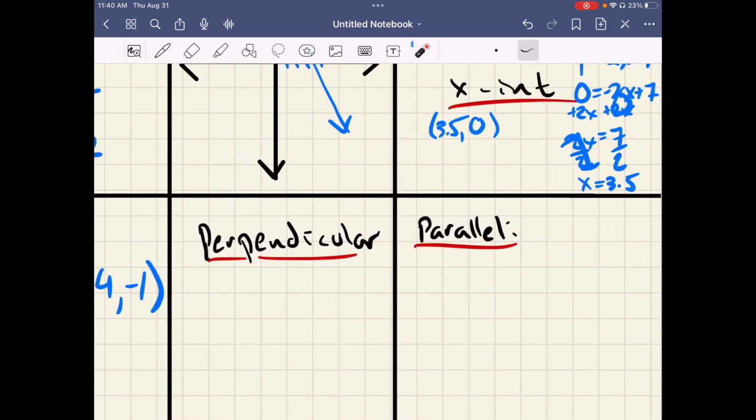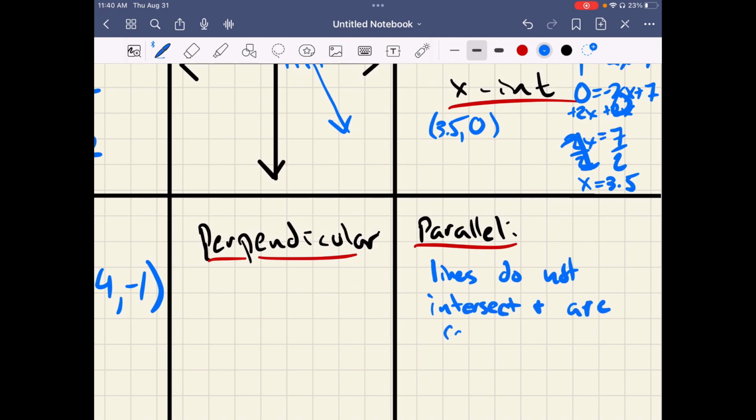For example, the one at parallel, that's easy, okay? Parallel means lines do not intersect and are coplanar. Okay, so basically all that means is they're going to run side by side together. Okay, they're never going to intersect and run right along each other. And I know parallel lines have the same slope. Okay, so that's important right there. Remember, they have the same slope.